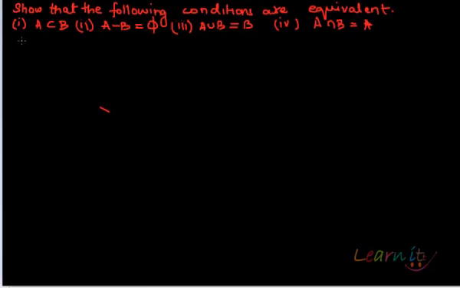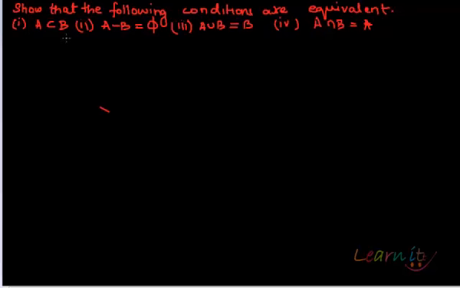In the following question, we need to show that the following conditions are equivalent. The conditions that we are talking about are: number 1, A is a subset of B. Number 2, A minus B equals phi. Number 3, A union B equals B itself. And number 4, A intersection B equals A.